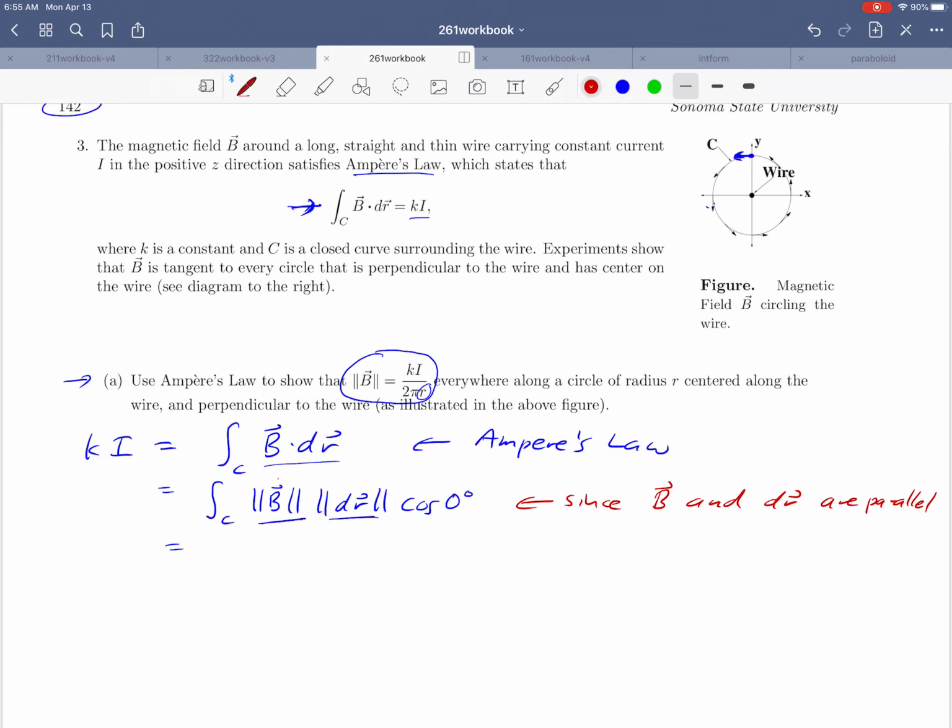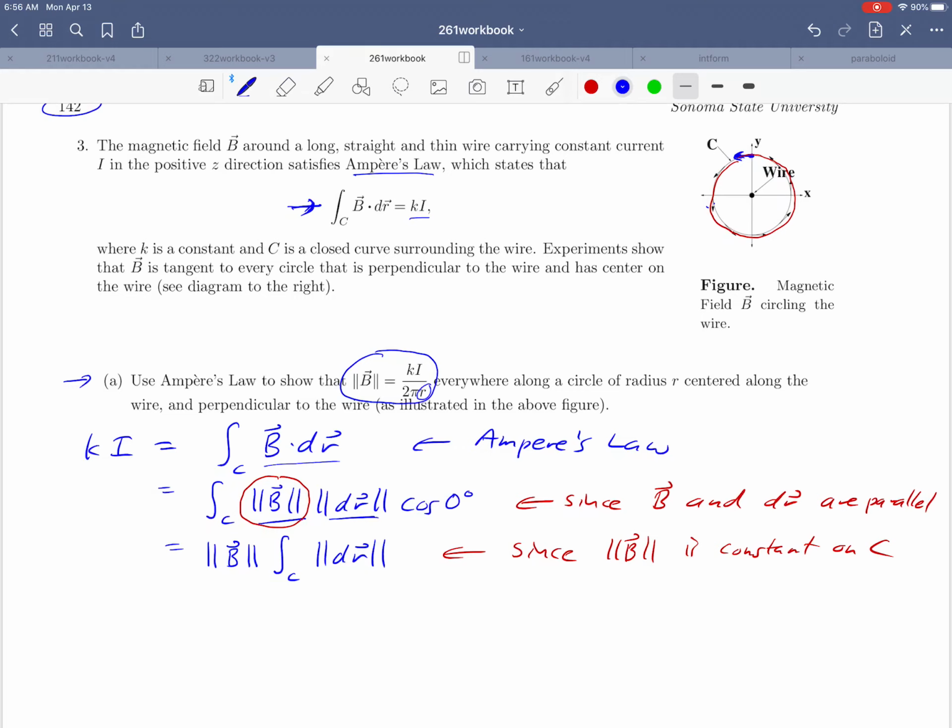assumption, a physical assumption about this vector field, and that is that because we're on a circle that's equidistant from the wire, we're going to assume that the magnitude of the magnetic field is constant along that curve, which means that we can pull that B outside of this integral, since we're making the assumption that the magnitude of B is constant along our circle.